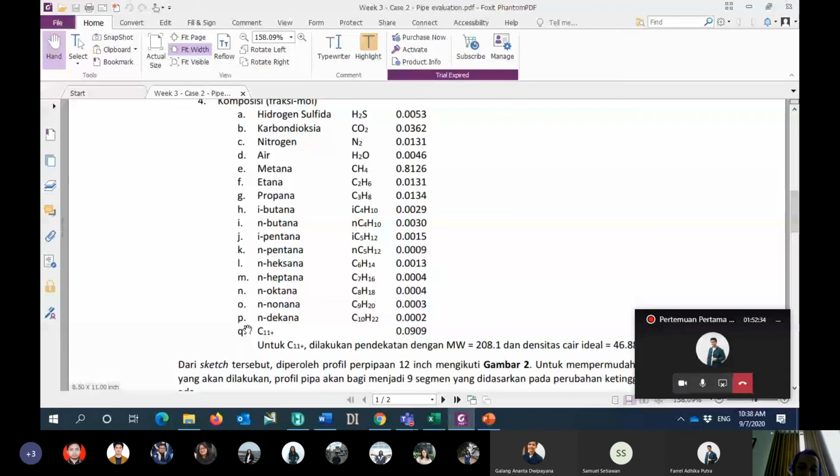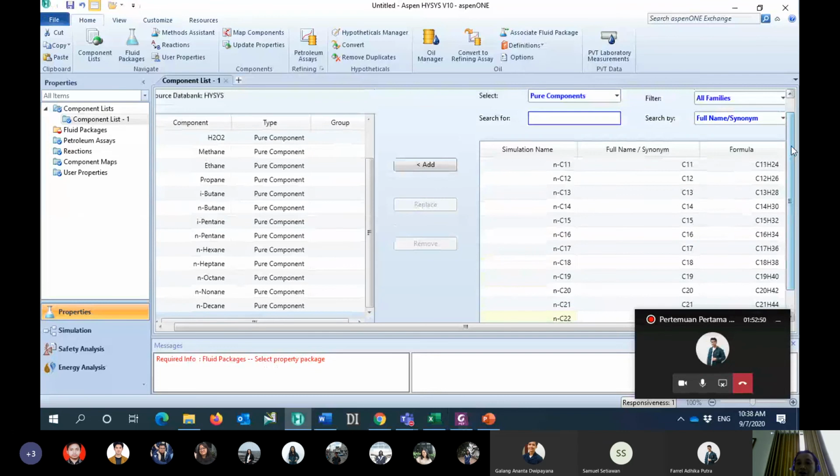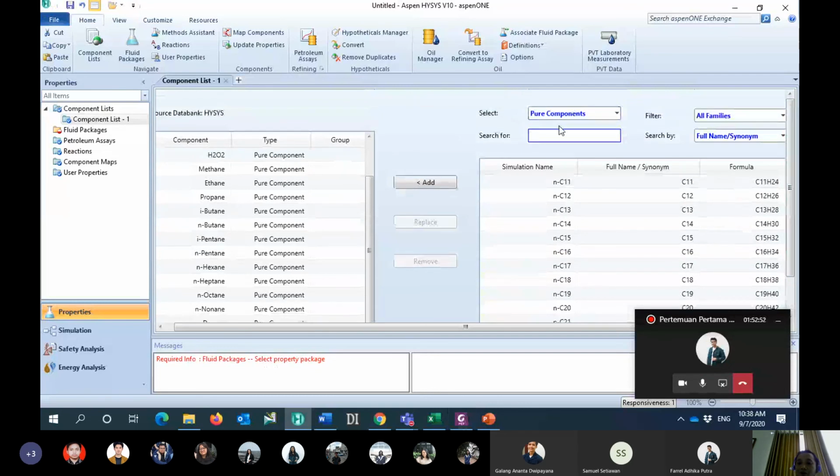We will have, in this case, a hypothetical component. What is a hypothetical component? It's actually a lump component of the individual components. Okay, what we have to do is go to this one, which is the pure component, and I will move to this one, which is the hypothetical.